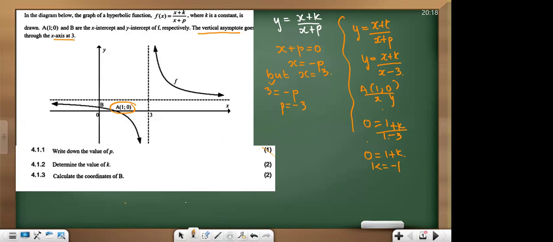All right, calculate the coordinates of B. What is B? They said A and B are the x and y intercepts. So what do we know about B? B is the y-intercept, and I know x equals 0 at that point. I have y equals x minus 1 over x minus 3. x is 0. This will be 0 minus 1 over 0 minus 3, which is actually 1 over 3. I know the coordinates of B. It is 0 and 1 over 3. I'm done with B.